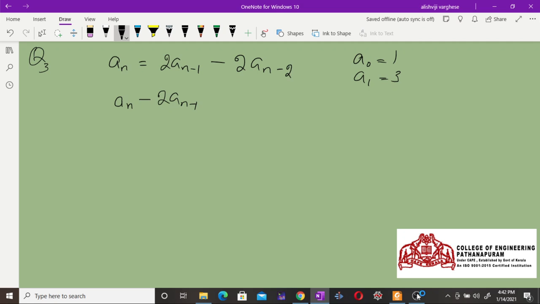Now let's consider another problem in which the value of a_n is given by 2a_(n-1) minus 2a_(n-2), where a_0 is equal to 1 and a_1 is equal to 3. So the recurrence relation in linear form is a_n minus 2a_(n-1) plus 2a_(n-2) is equal to 0.